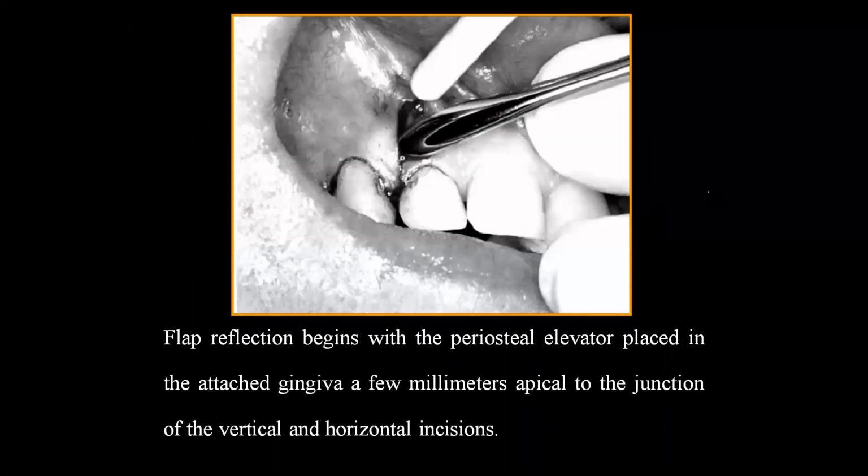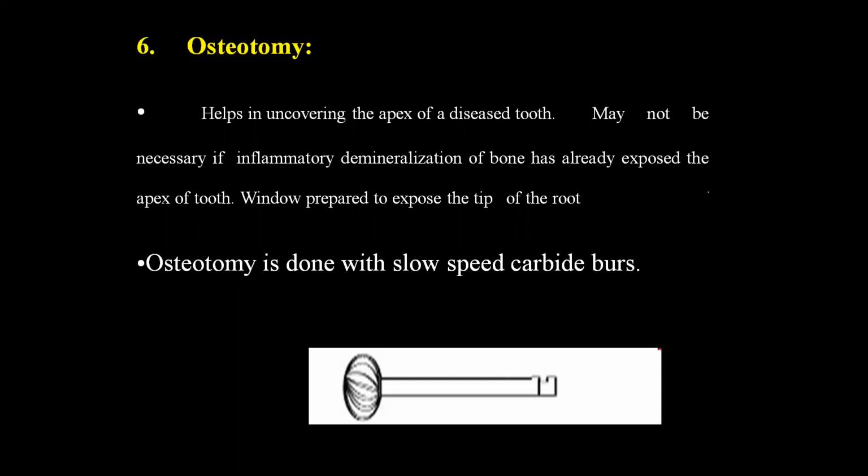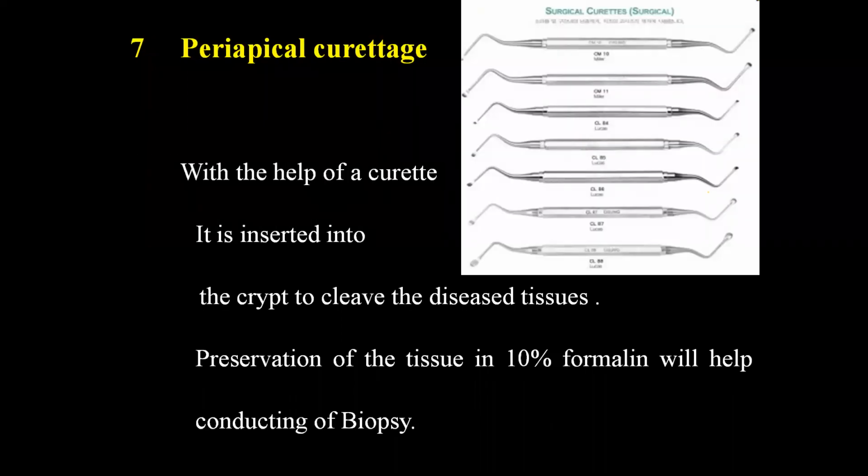So always tissues should be supported with a periosteal flap so that other tissues are not injured. Then the osteotomy burr: you have to cut the bone to locate the apex, or the root tip, of the diseased tooth. You can do this with a lot of saline irrigation to reduce heat and improve bony healing. And periapical curettage, as you see, uses large spoon excavators.